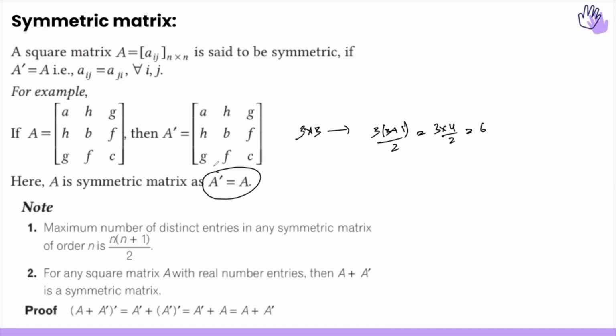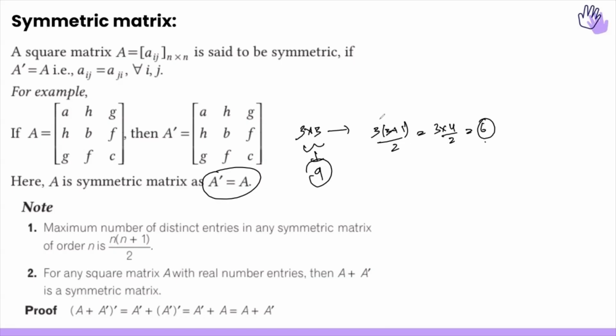That is equal to 6. So in total, in the 3 by 3 matrix, we can put 9 elements, right? But in those 9 elements, only 6 must be distinct. The rest of the 3 must not be distinct. They must be one among the 6. Okay, only then will you be able to construct the symmetric matrix.